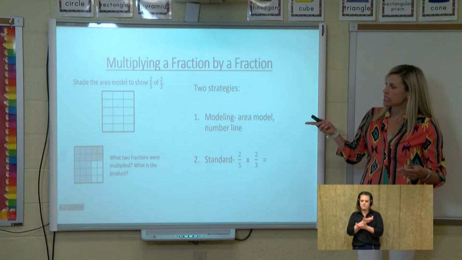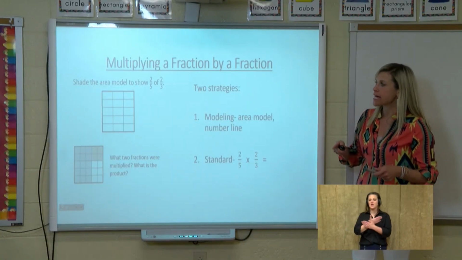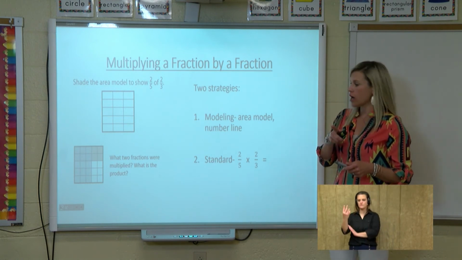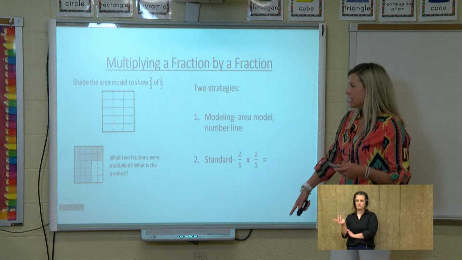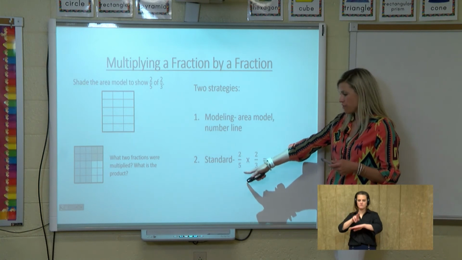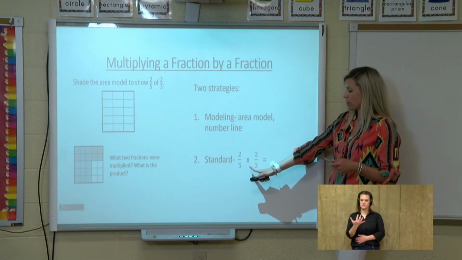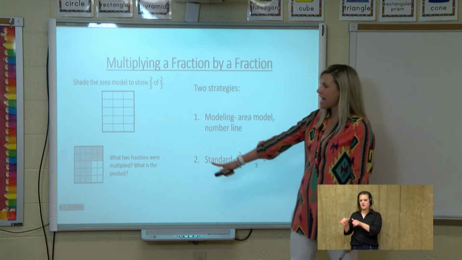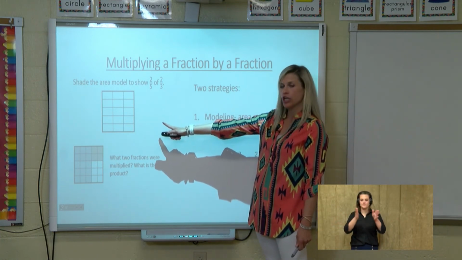So let's take a look. It says shade the area model to show 2/5 of 2/3. Now, of course, our standard is 2/5 of, that means to multiply, 2/3. That's our standard way. But if I had an area model, I want you to take a look.